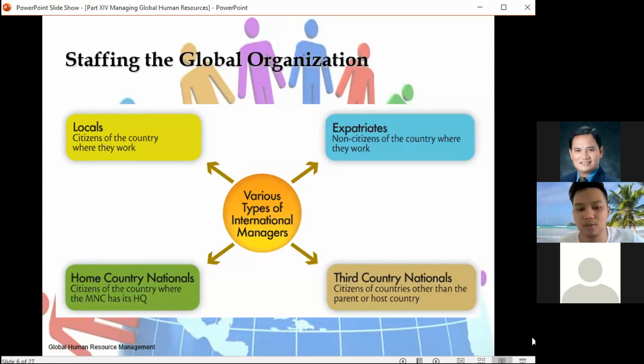Now, home country nationals. Home country nationals are citizens of the country in which the multinational company has headquarters. For example, an American working for a Ford subsidiary in China. They are called home country nationals as well as expatriates or expats. And third country nationals are citizens of a country other than the parent or the host country. For example, a British executive working in Japan, in the Tokyo branch of a US multinational bank like Citibank, would be known as a third country national and of course an expat or expatriate. Next slide, please.